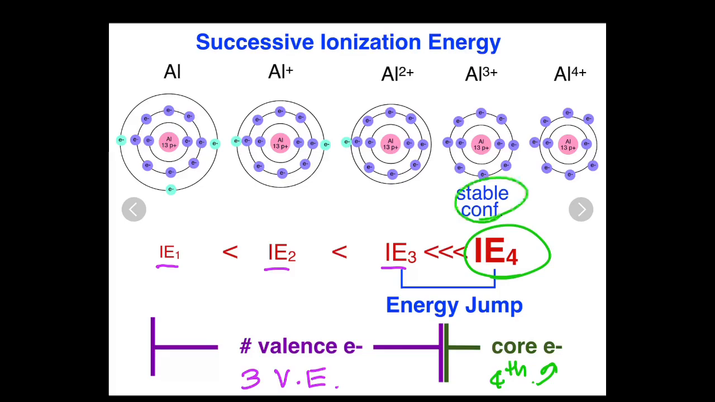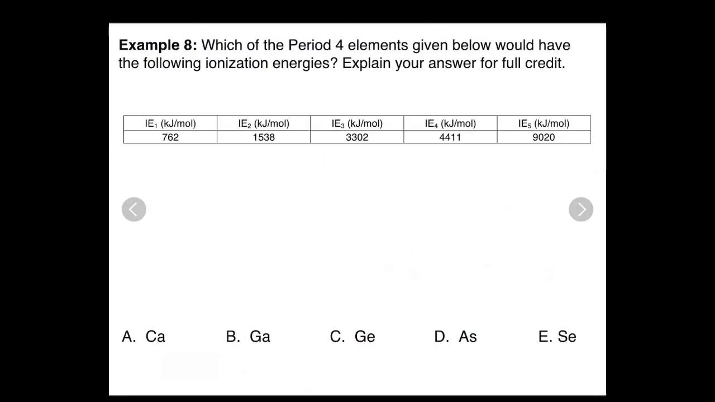This is really important because you are going to see the application of this in the next example. The successive ionization energy can tell you the number of valence electrons for each element. It also allows you to predict the location of that element in the group. For example, because we know aluminum contains 3 valence electrons, aluminum would be in group 3, the main group element 3, or 3A, or 13.